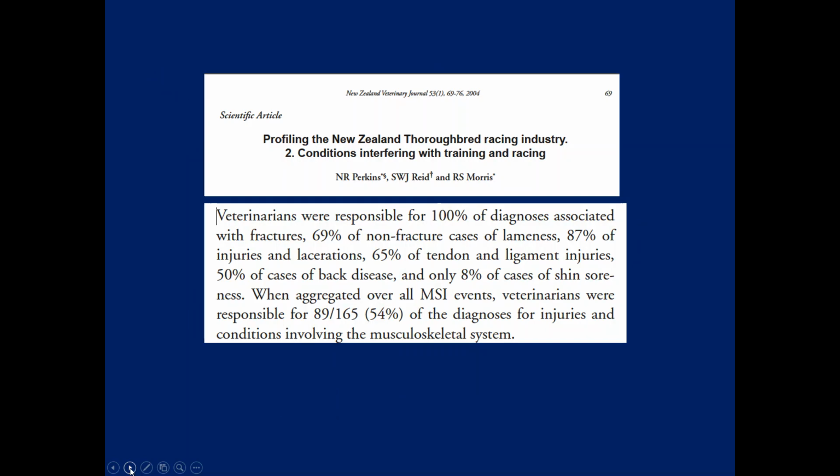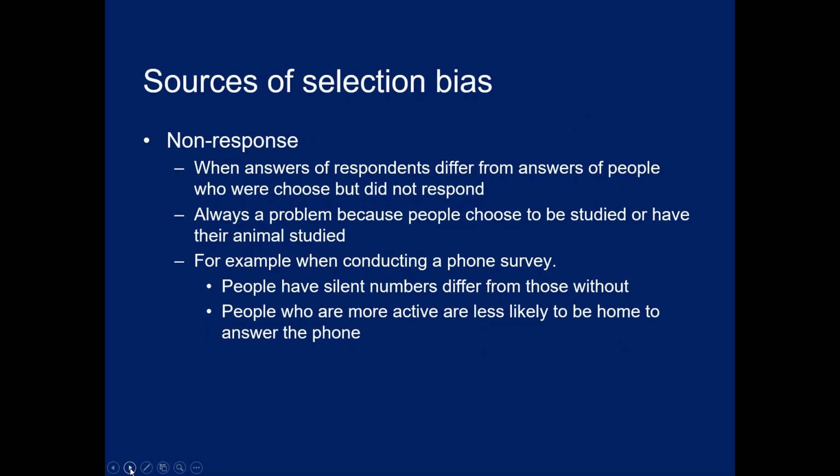Okay, so there's something else to bear in mind, is that when we go to the veterinarians, we often see quite different patterns of disease. And this was shown when asking what racetrack owners did about diagnosing lameness, and only 8% of cases of shin soreness were seen by a veterinarian, whereas 100% of fracture cases were. So it just gives you an idea of the difference between what happens in the clinic and what happens outside.